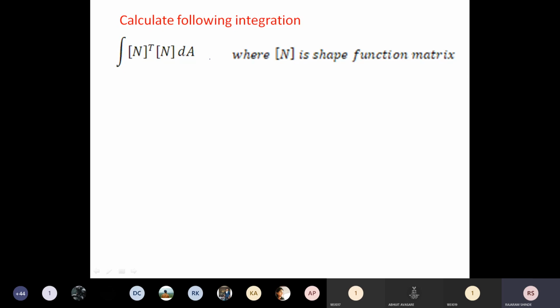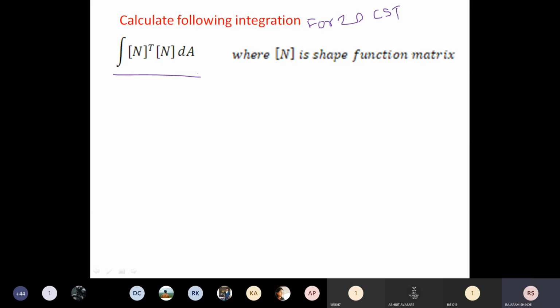Calculate the following integration: N transpose N. I will complete it here for a 2D CST element. CST means simplex element, or constant strain triangle element. Okay, for a 2D CST element, calculate this integration. How can you calculate it? Can anyone tell?